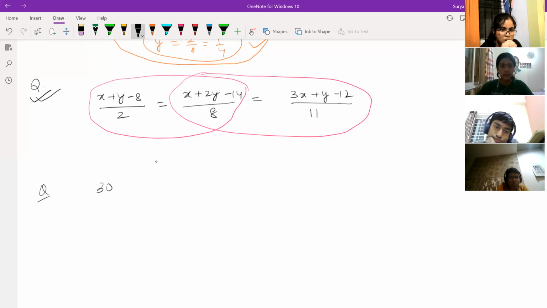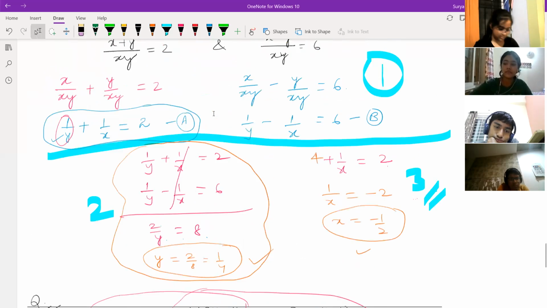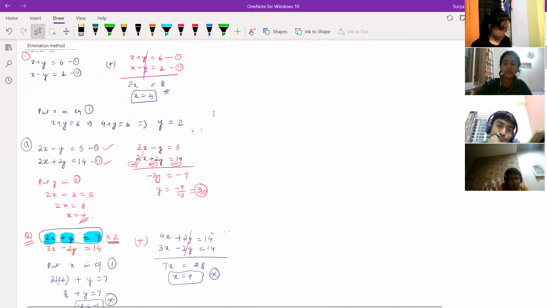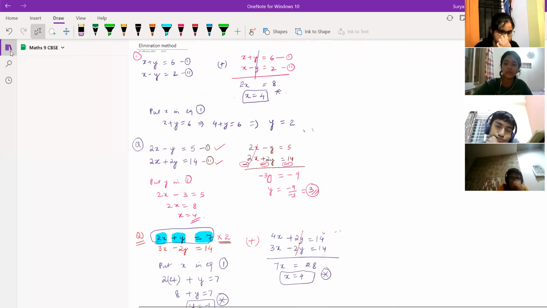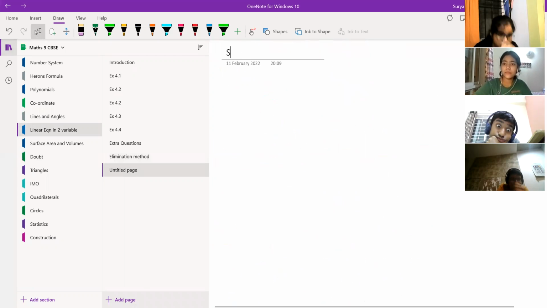So let's do what, now shall I do a different method? We have finished the elimination method. Shall we do substitution now? The other method is the substitution method. Can we do it now? Okay, sir. So we have done so many questions of elimination, right? Now we are going to do the second method, substitution.